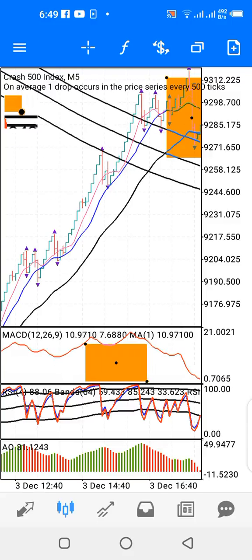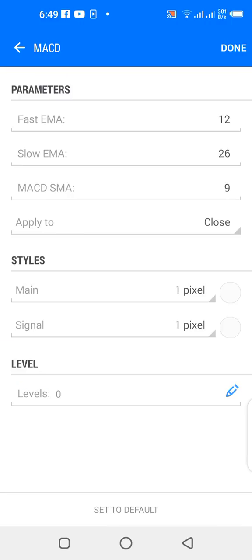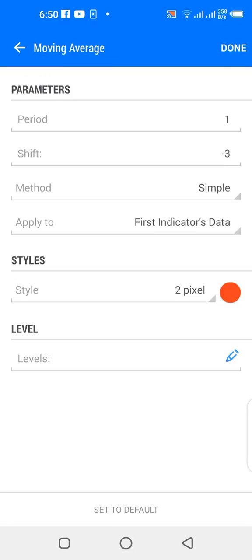Now indicator window 1. Let's look at the settings. We have MACD. Fast EMA is 12. Slow EMA is 26. MACD SMA is 9. Apply to close. The color of the main and the signal lines match the background color. Of course, the level is 0. The next indicator is a moving average. Period is 1. Shift is -3. Method is simple. Apply to the first indicator's data, and the color of the moving average is red.